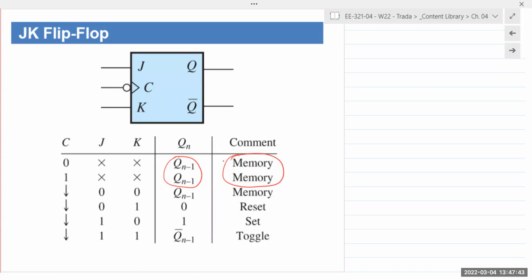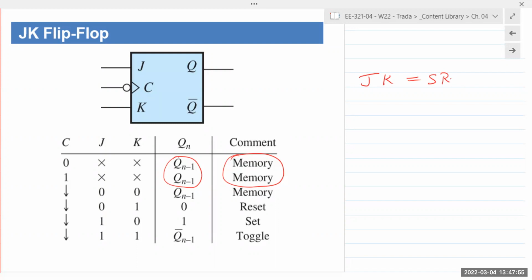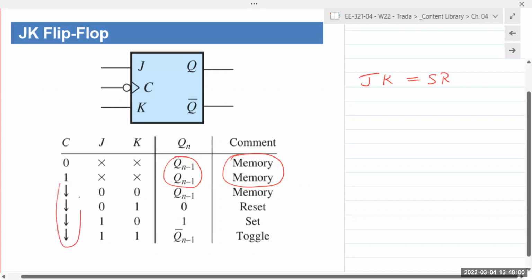Okay, so this JK flip-flop is exactly like SR. It works exactly like the SR flip-flop, the set reset flip-flop. So the truth table is exactly the same. We've established that it will only work when there's a negative edge of the clock. The first three states are basically the same as the SR flip-flop.